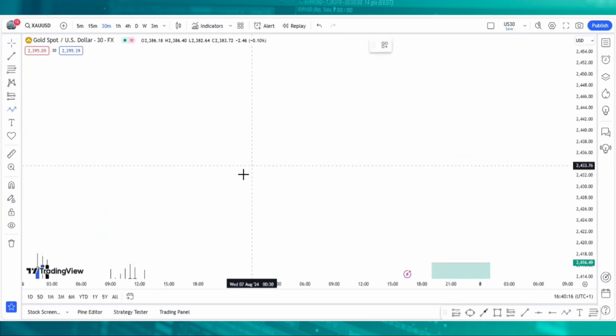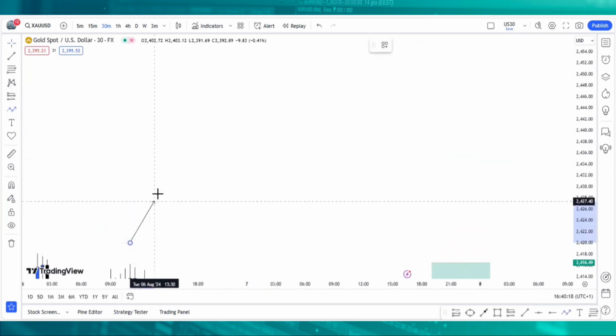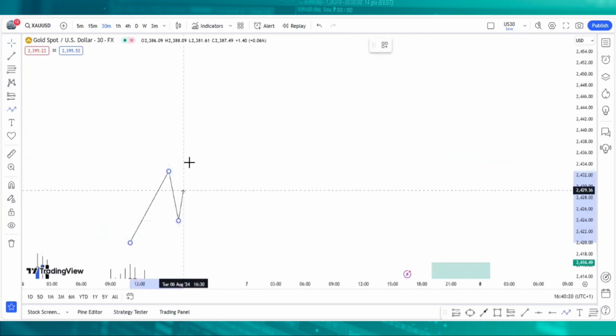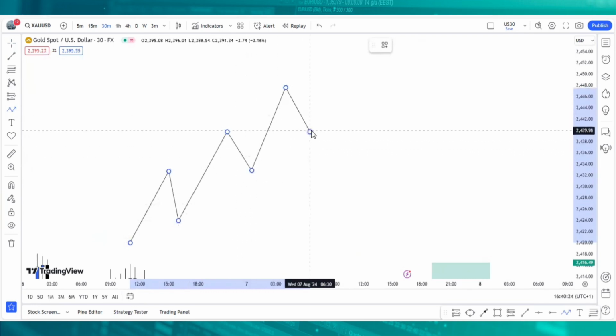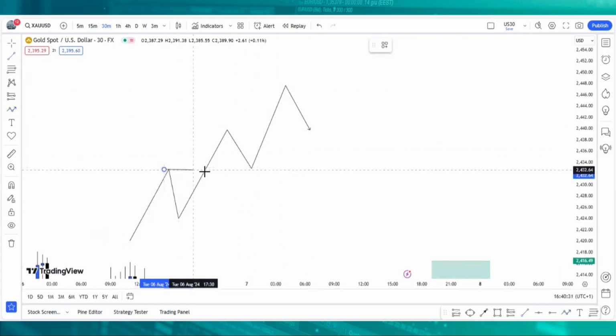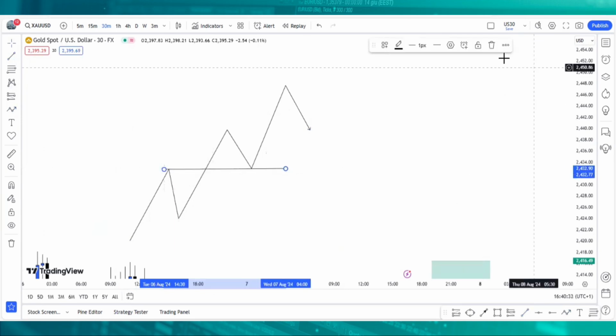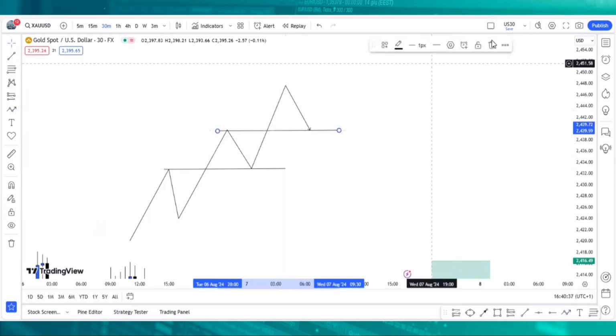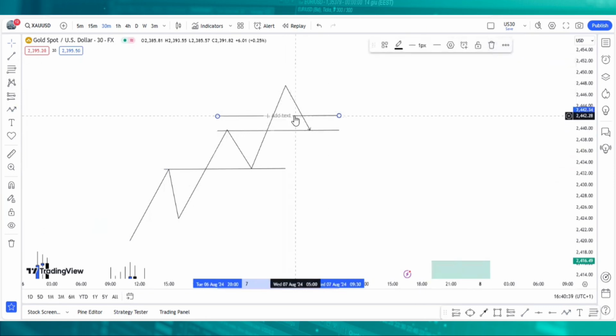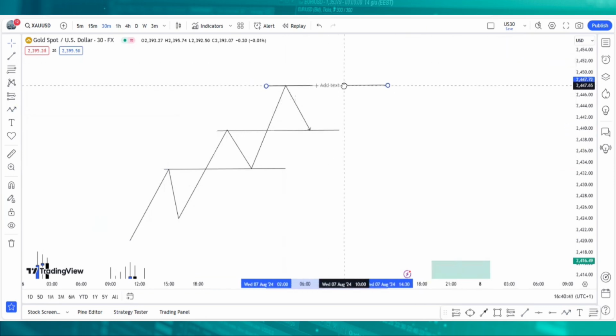whenever the market is on a bullish move, the market will be giving you a series of higher highs and higher lows, higher highs and higher lows, higher highs and higher lows. If you can see, guys, this was a break and a retest here. And this is a break and retest here. And this is a break and retest here. This is a break and retest here.